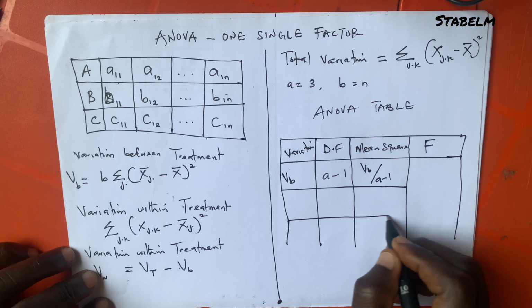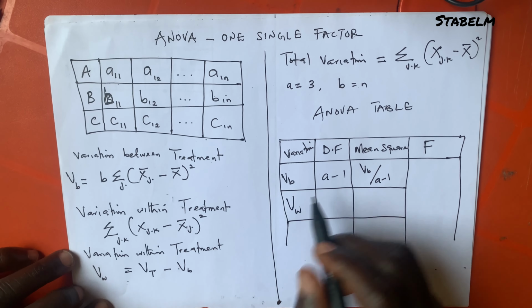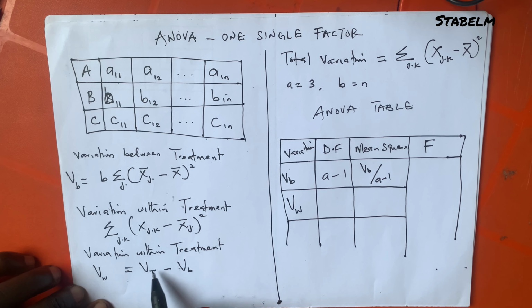Then second row, we have the variation within treatment, which is V total minus VB. The degree of freedom is A into bracket B minus 1, where B is the number of rows, so B equals n. So the mean square for variation within treatment is going to be VW, subscript W, divided by A into bracket B minus 1.